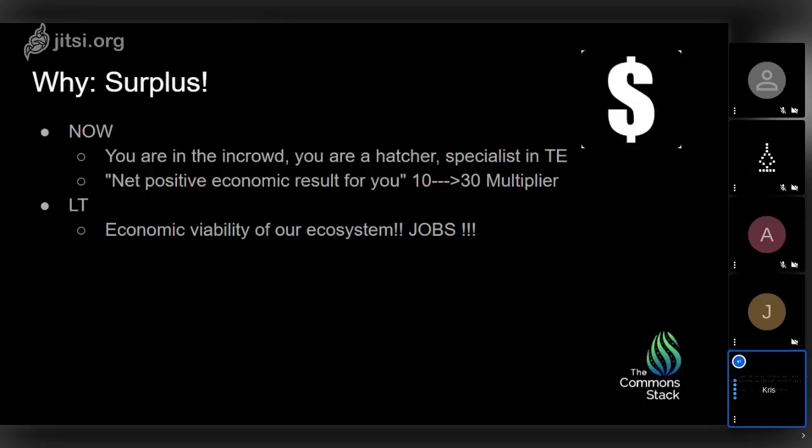A second one, and this is the thing to push it a little bit deeper: we talked about before that it was an extracting system, well, we're actually creating a surplus. So here are the things you can say about what the benefit is for you right now, the thing that Griff said: you are cool, you are a hatcher, you will be a specialist in token engineering, but also the 10-30 multiplier, that's what is here. That's where we get in trouble with not setting expectations that can bite us in the ass, in terms of taking people's money.